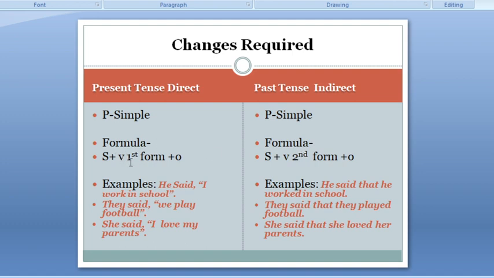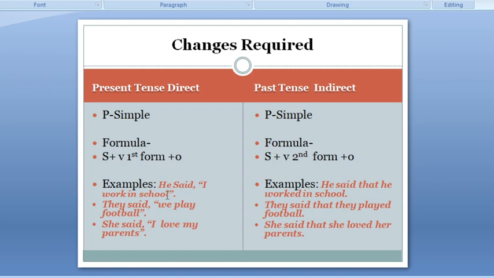So with the subject, we use the verb's first form and object, and in the past simple tense we use the verb's second form and object. This is the most important thing you need to remember, because the verb form is really important. Without these changes, you cannot convert direct speech into reported speech. So focus on this.